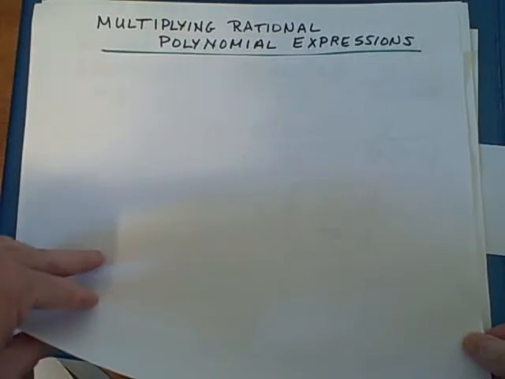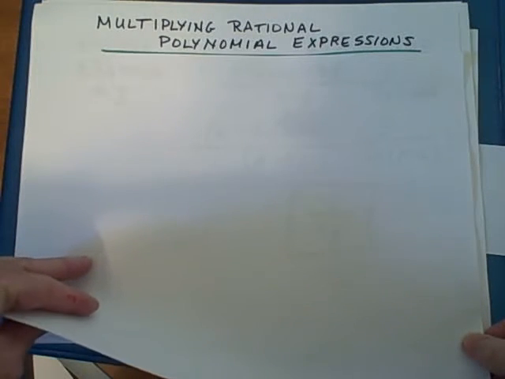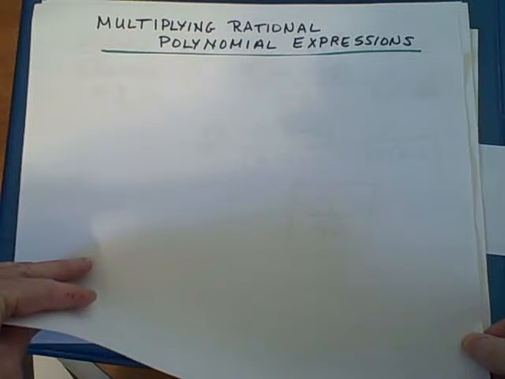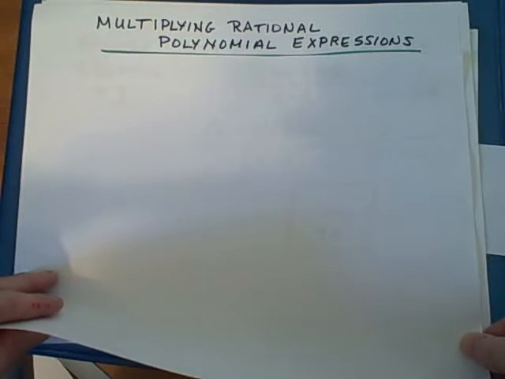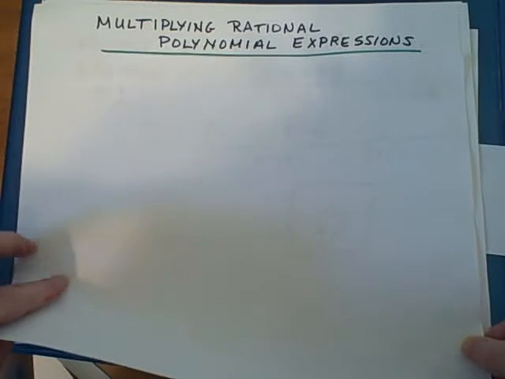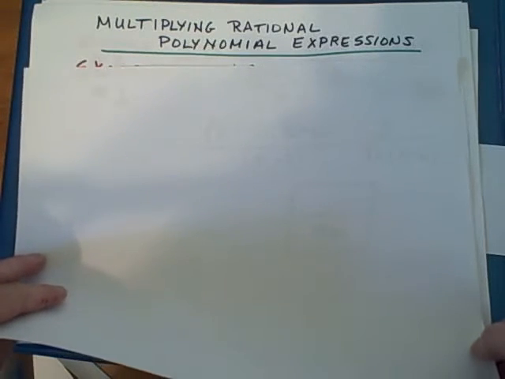Hey guys, we're going to be multiplying rational polynomial expressions. I like this because there's a lot of canceling involved, and we can usually simplify a very large expression into a very small number or a very small expression. So let's look at the first expression that we're going to have here.